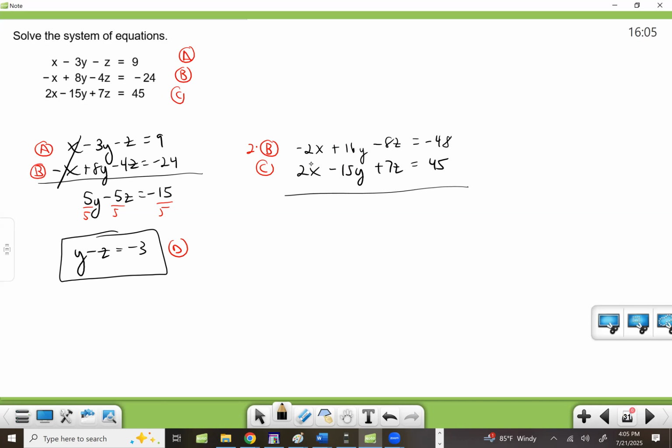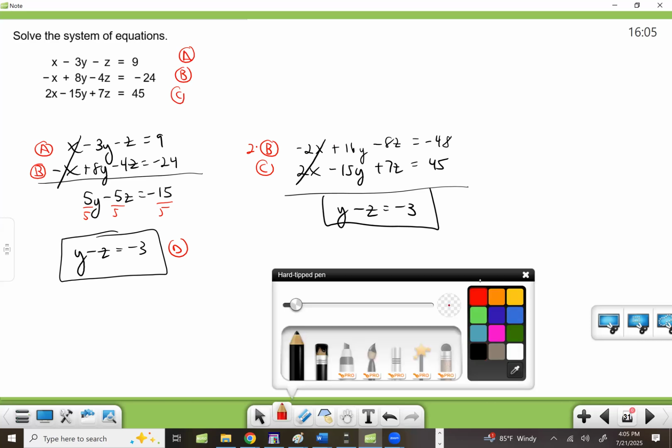Let's see what we get. So 16 minus 15, we just get 1y. And then negative 8 plus 7 is going to be negative 1z. And negative 48 plus 45 is negative 3. So here's our equation E.